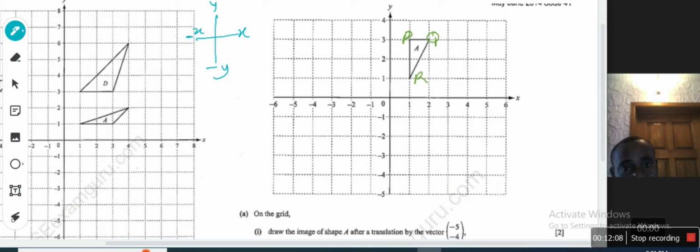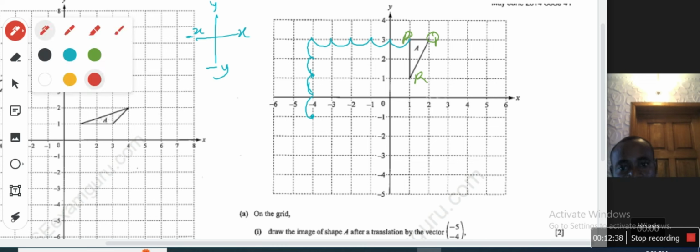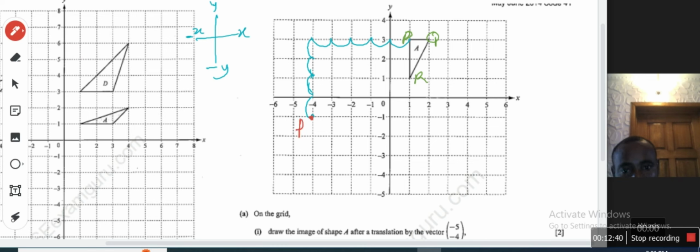Move P how many places to the right? 5. To the left, 5. 1, 2, 3, 4, 5. You drop here. I've moved it 5 places. And then I have to move it 4 places down. 1, 2, 3, then 4. So this is where the new position of P will be, what we call P prime.